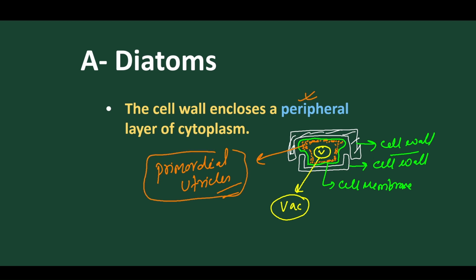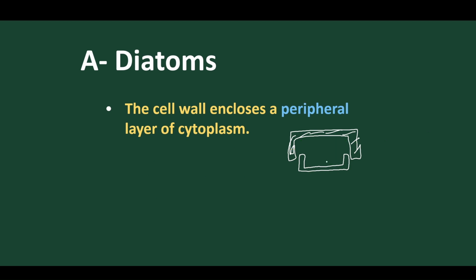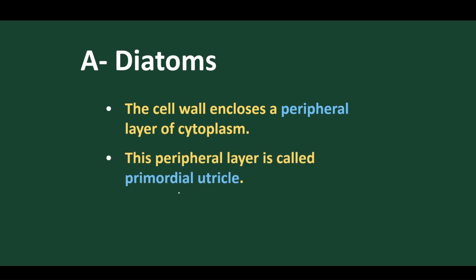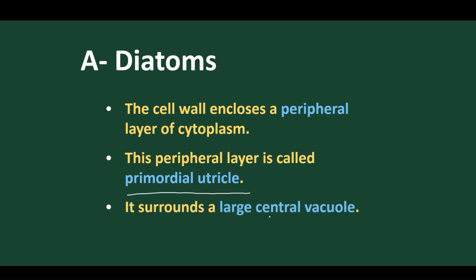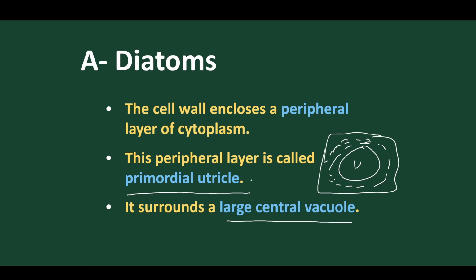So it is the peripheral arrangement of cytoplasm near the cell wall. This arrangement is mostly present in this particular group, the diatoms. Got it? So we have discussed. Okay. Now let's see. This peripheral layer is called primordial utricles, as we have told, and it surrounds the large central vacuole. Due to the movement of cytoplasm to the periphery, this condition is called primordial utricle due to the large central vacuole.